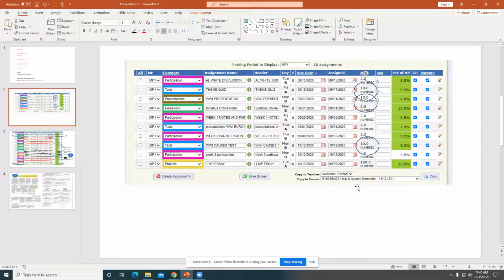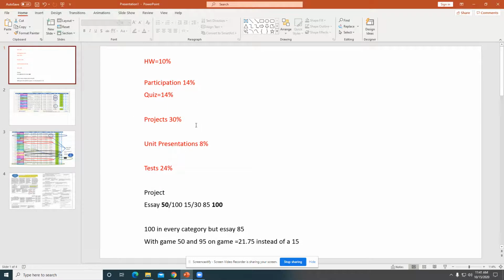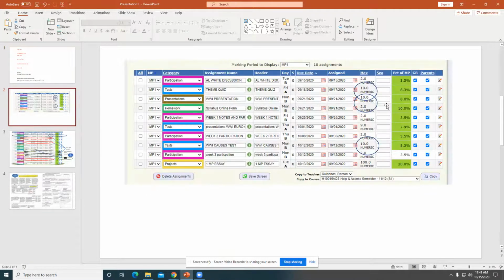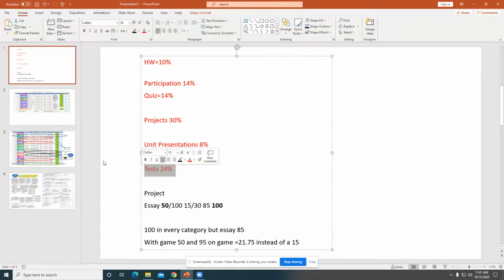So we have three tests at 10 that I put in the system. Maybe you have an 8.3. It's showing you the percentage of the marking period there. I didn't realize that they have that option there. So there are so far three tests. If the tests are weighted at 24 right here, I don't know how many tests we are going to end up with. We probably have two more. All of those test grades are going to be input at 10, but each one is going to have a certain percentage of that 24 over here.